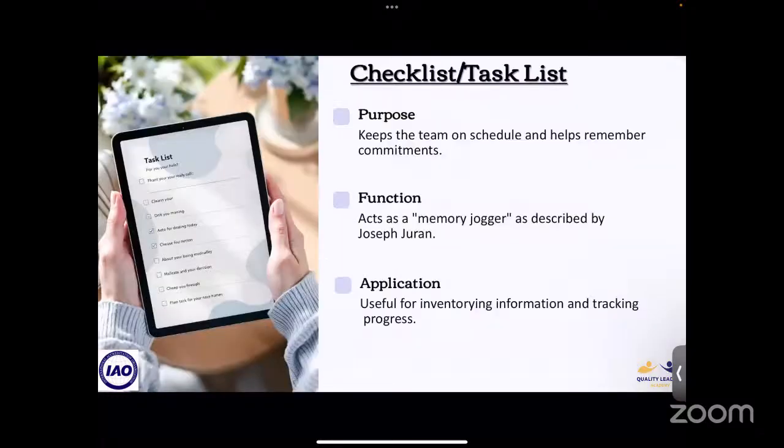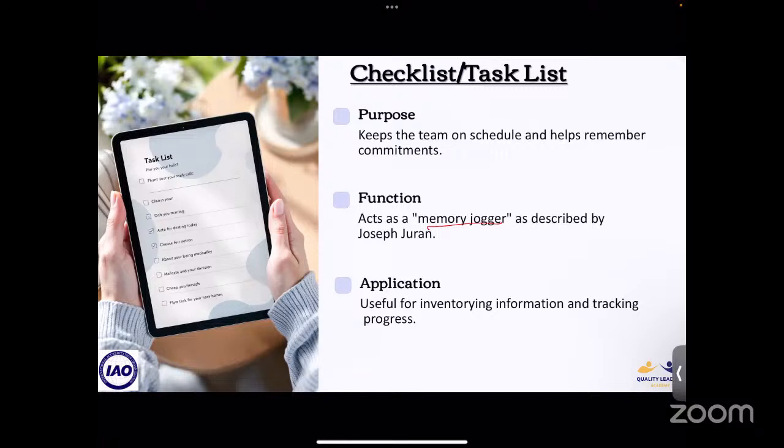The checklist tool is used as a memory jogger to track tasks. So I use it to create a checklist. I compare the tasks and mark them off because it helps in tracking progress.